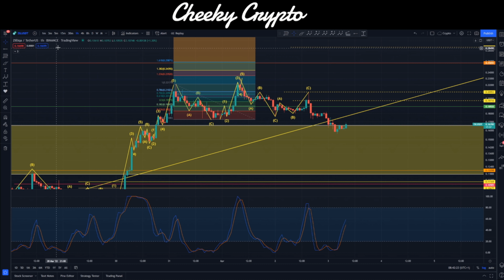Right, let's jump down into this. So on the hourly chart, we are paired up with USDT, and we are using Binance as our data source. Now, as you can see, we have a really choppy kind of correction going on here, which is quite an interesting one to watch play out a little bit.